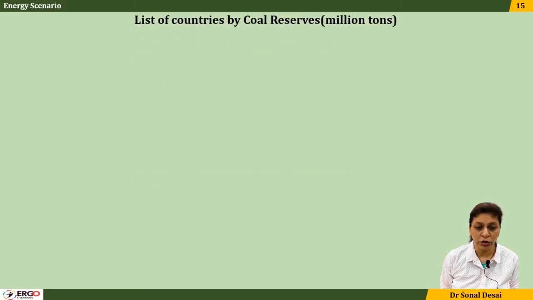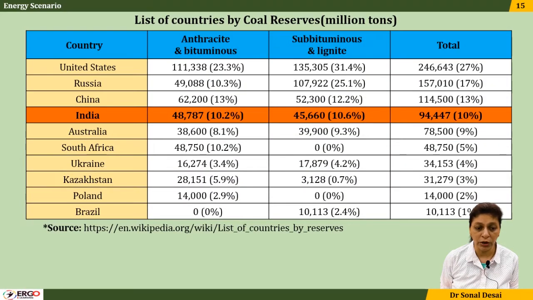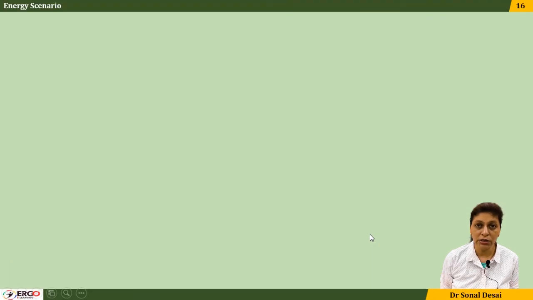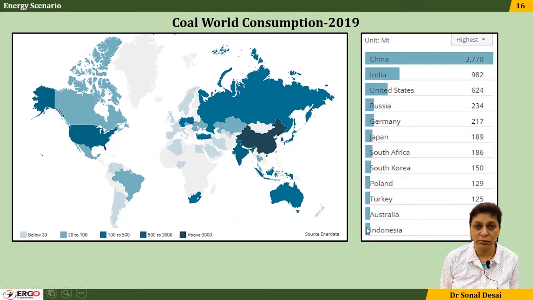If we make a list of coal based on type, it is anthracite, bituminous, subbituminous and lignite. Based on that, different countries' contributions are shown in this table. Here is a world map showing consumption of coal. The darker the color, the more the coal consumption. China is the largest consumer, then comes India, and a summary is listed here also.